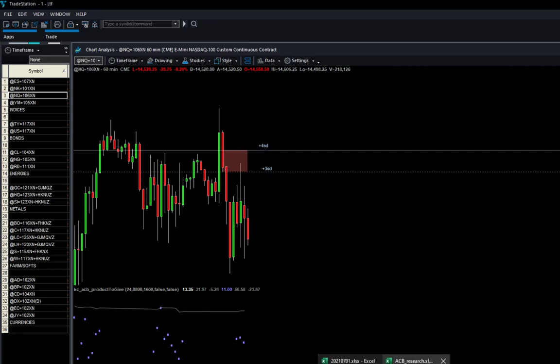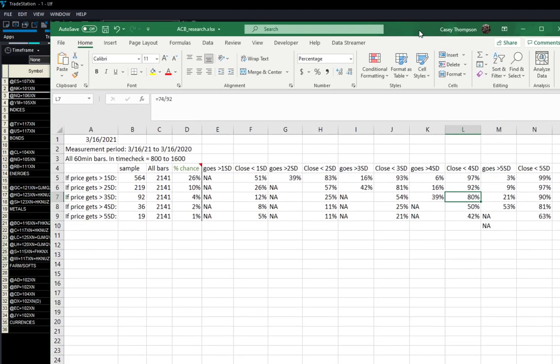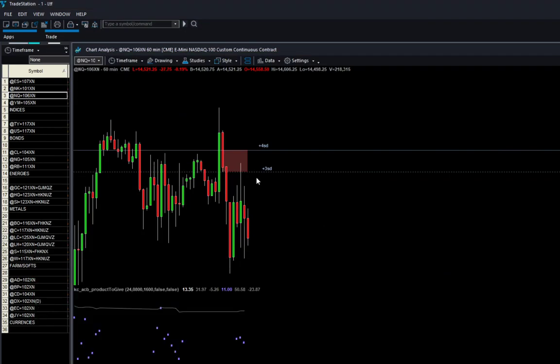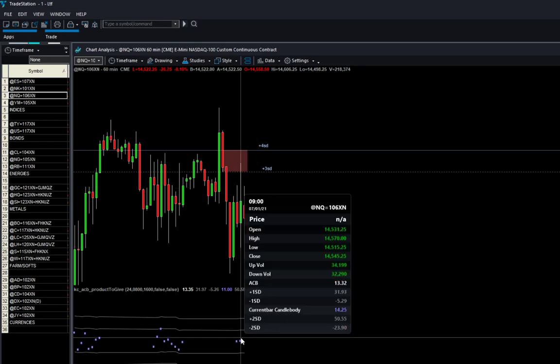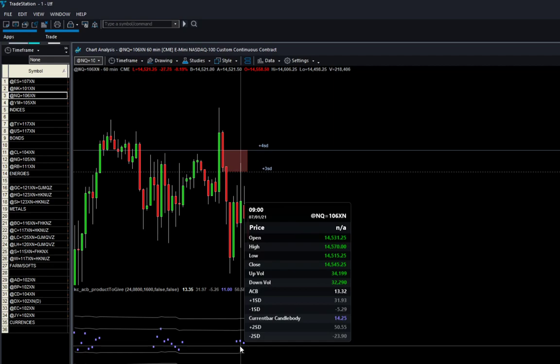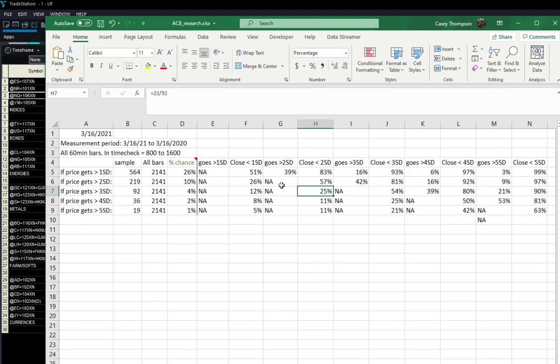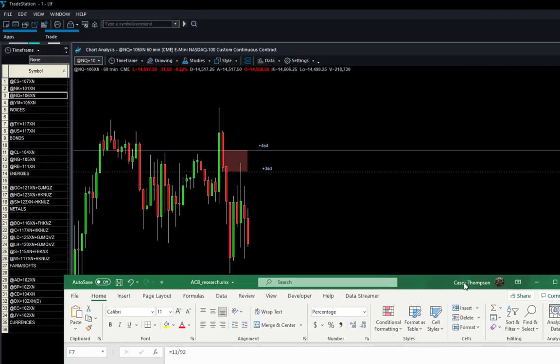And at this point, there's also a 25% chance that it will close less than 2 standard deviations, so we can't bet on that happening, but look at this. Wow, it closed actually at the average candle body, which is only a 12% chance of happening, but that's what occurred.